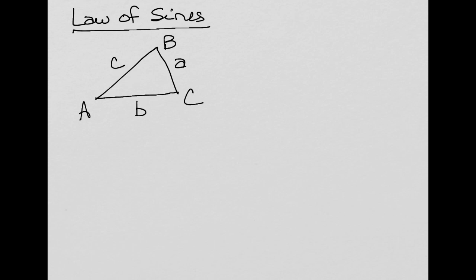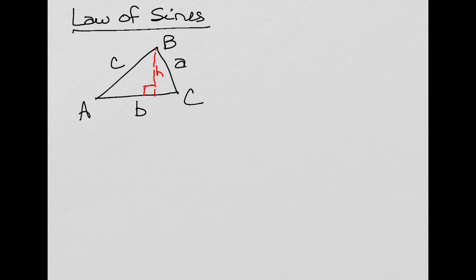First thing I'm going to do to it is draw in its height. So the height goes from the highest angle up there perpendicular to the side below, and I'm going to name it H. And you might notice that by doing that, now I have two right triangles, one to the left and one to the right, which is good because we know a lot about right triangles.